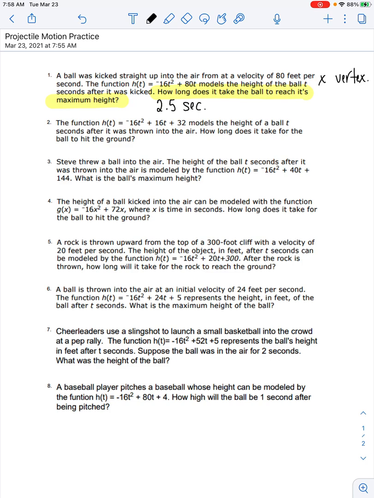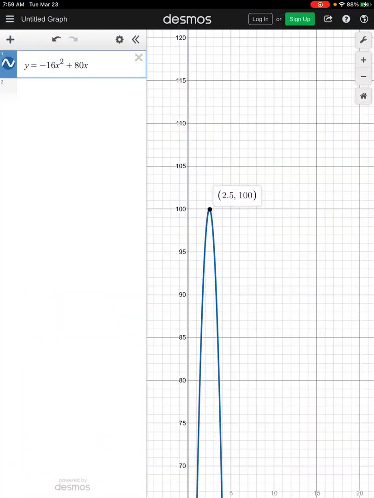Number 2, the function here models the height of a ball after it was thrown. How long does it take for the ball to hit the ground? That is our positive x-intercept. So let's graph this function.